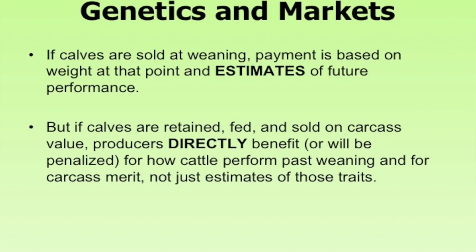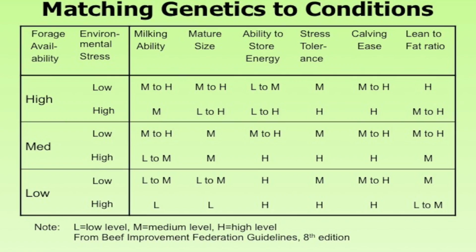All right, so in genetics and markets, there are some things that we have to look at. If those calves are sold at weaning, payment is based on the weight at that point and the estimate of the future performance, as we'll talk about in the feeder cattle grading. The buyers are looking at what the future production will be. But if the calves are retained, fed, and then sold on a carcass value, producers directly benefit from how those cattle perform post-weaning.